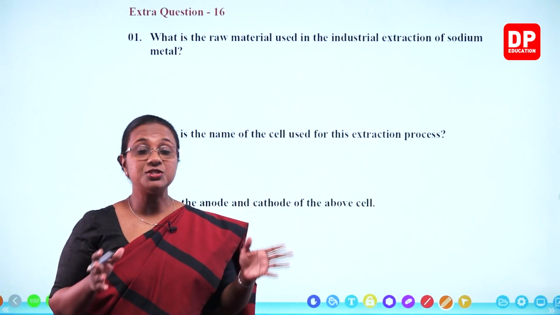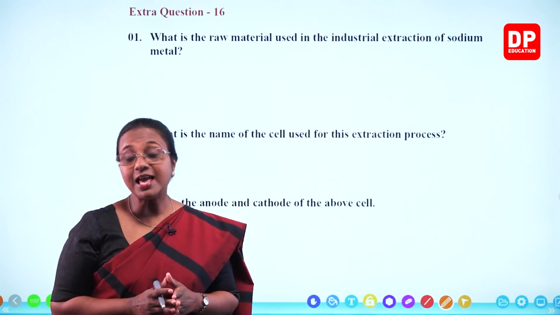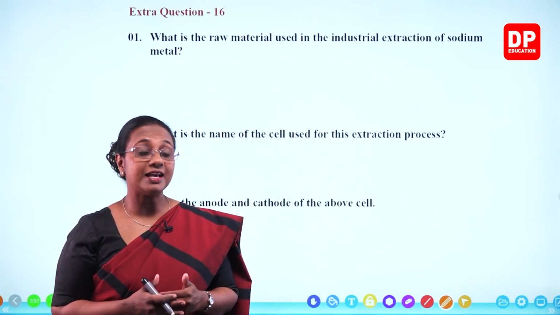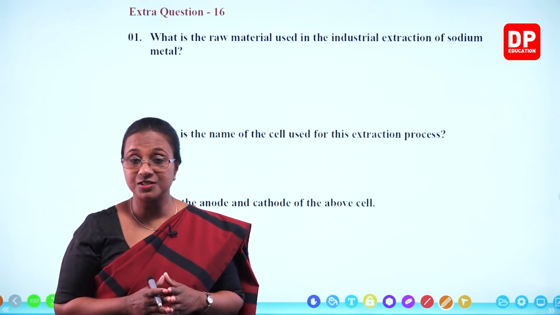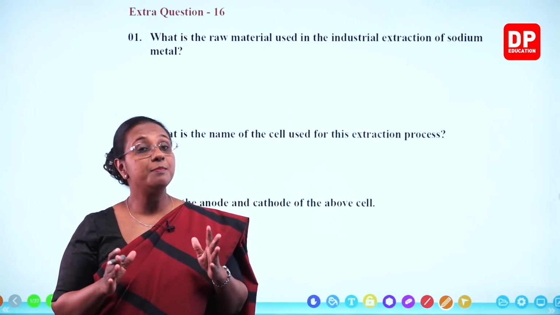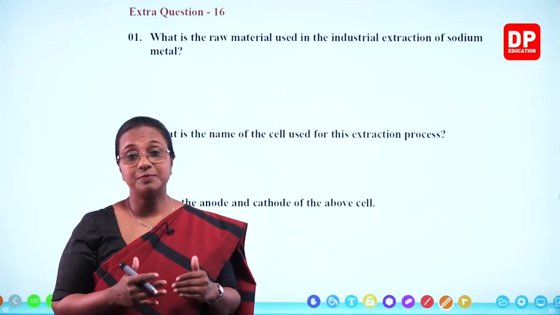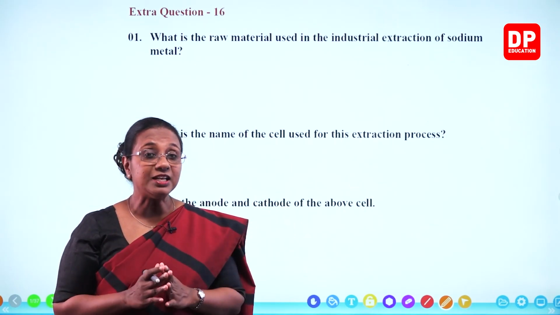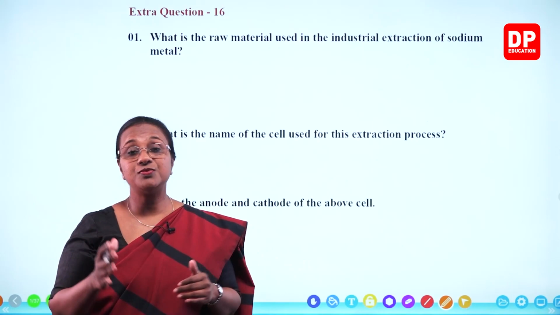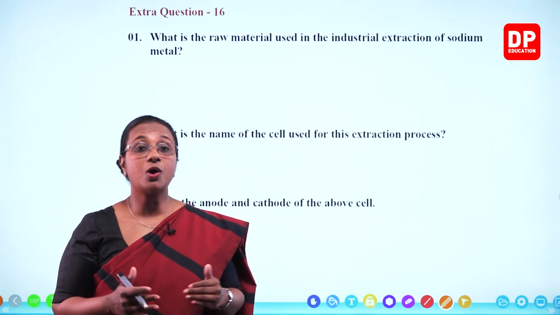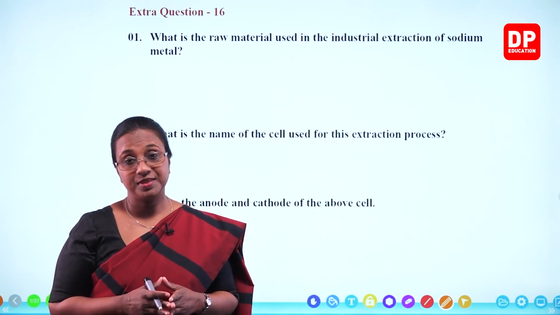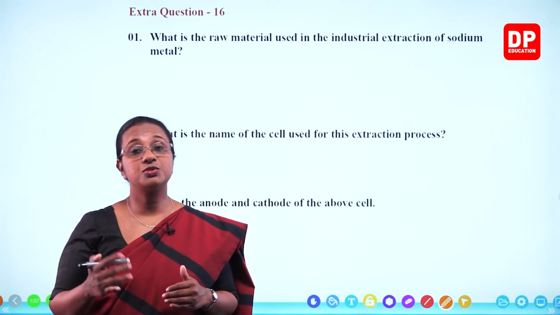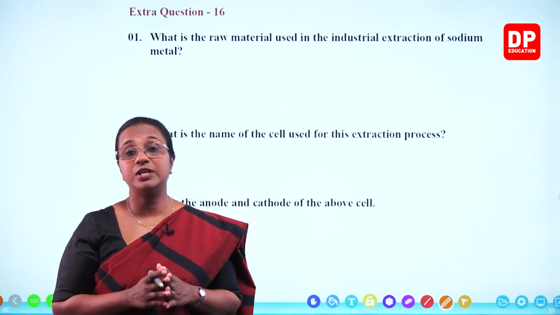So you all know students, sodium metal is a highly reactive metal. If you look at the activity series, potassium, sodium, that is the second metal in the activity series. So it is highly reactive. Because of that, electrolysis is the process that is used to extract sodium. And in the industrial process, we use a special cell called the Downs cell. And in that, sodium is extracted from fused sodium chloride or molten sodium chloride.